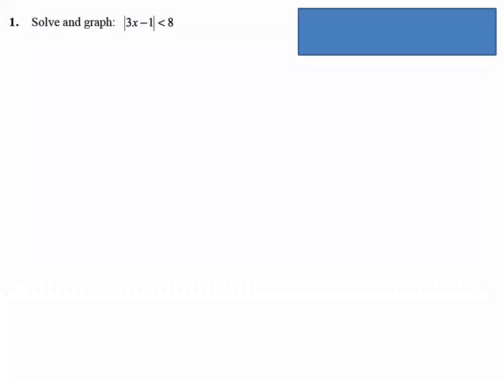I think we're good. Okay, let's go for it here. So we've got the absolute value of 3x minus 1 is less than 8.